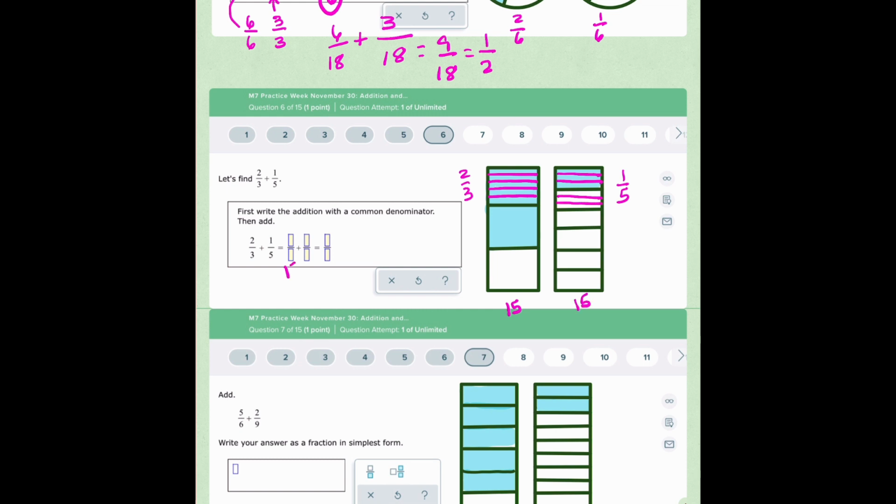So the denominator could be 15. And then notice that I have to multiply the 5 on the top and the bottom here. 5 times 2 is 10. And I have to multiply the 3 on the top and the bottom here. 3 times 1 is 3. And so I'll go ahead and finish drawing this for you. 1, 2, 3, 4, 5.